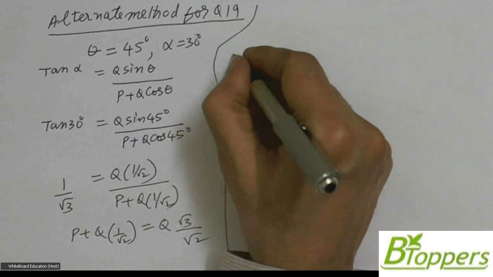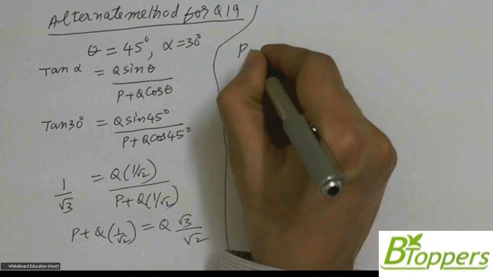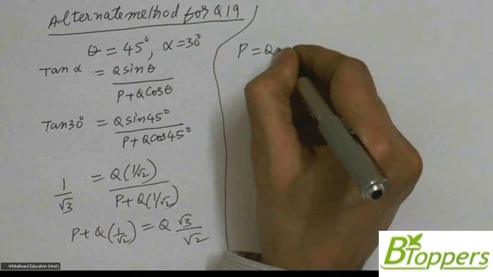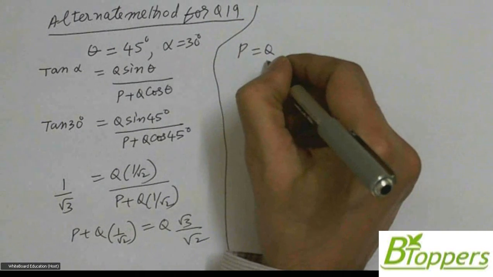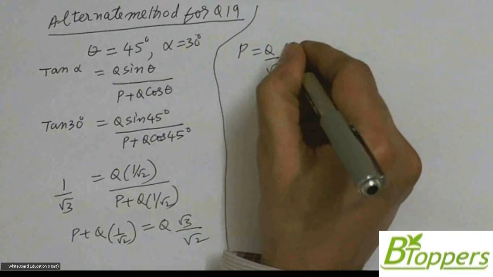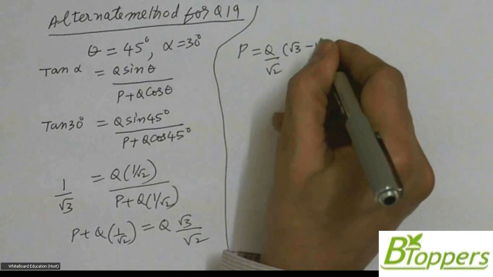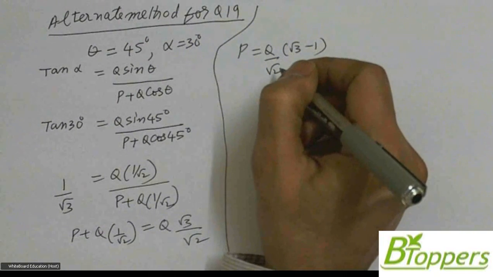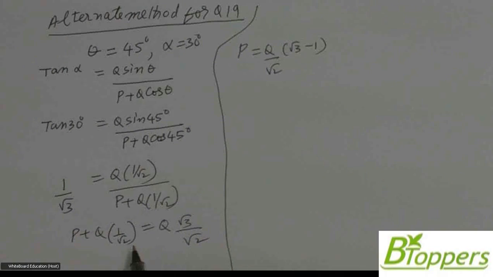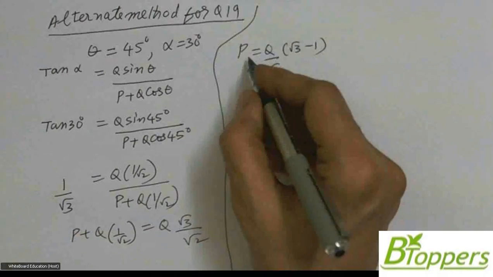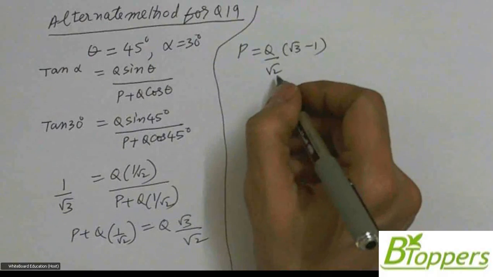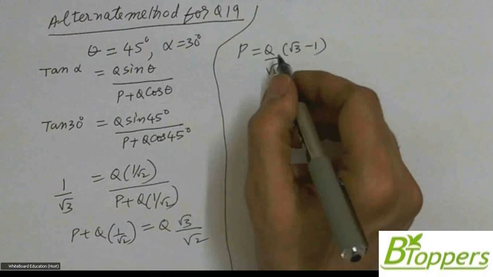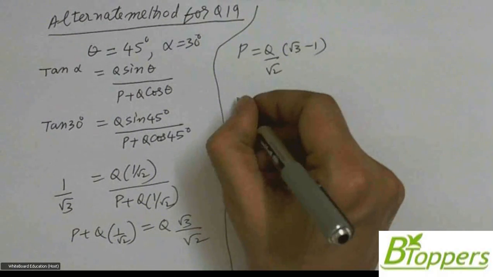So you get P equal to Q by root 2 into (root 3 minus 1) from the same equation. That means if you carry this term to the right hand side, you get this. Then you have expressed P in terms of Q.